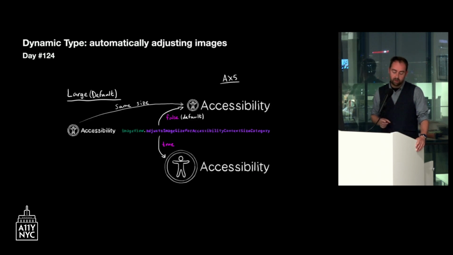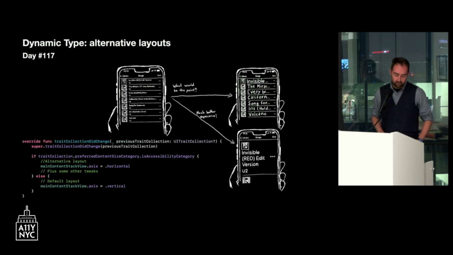And another quick one, you can also make it so images also adjust automatically when the user uses an accessibility text size. So we spoke about design considerations, and the thing is that adopting dynamic type per se is not that difficult, as we've seen it. But our layouts may not be designed with large text sizes in mind.